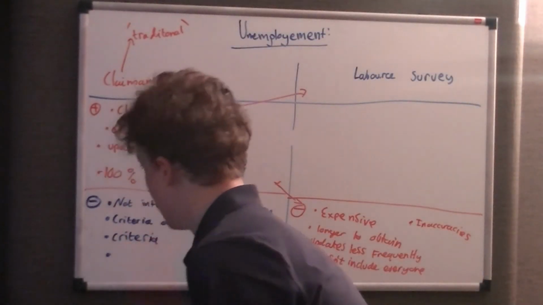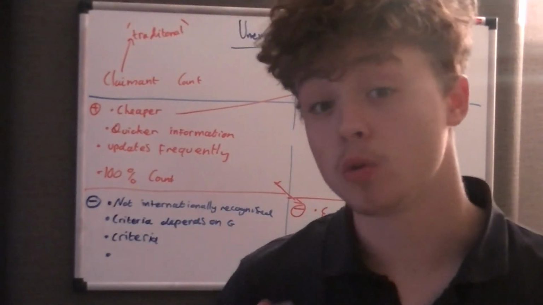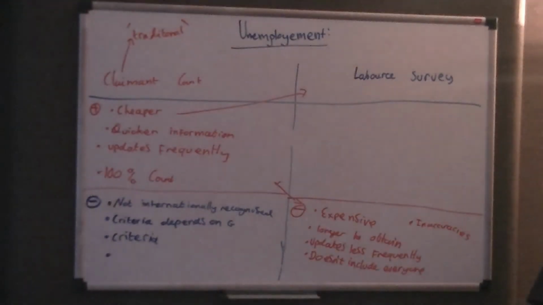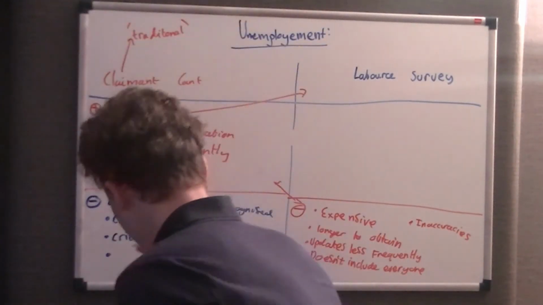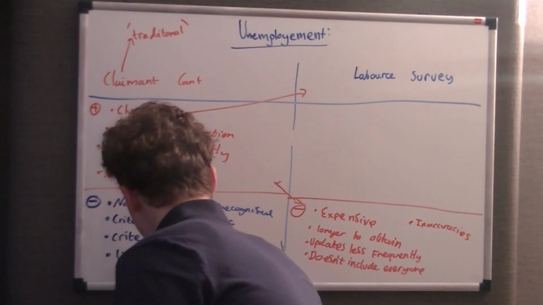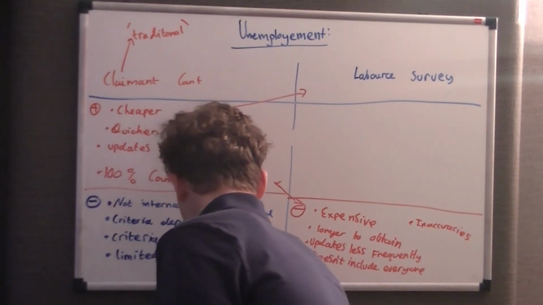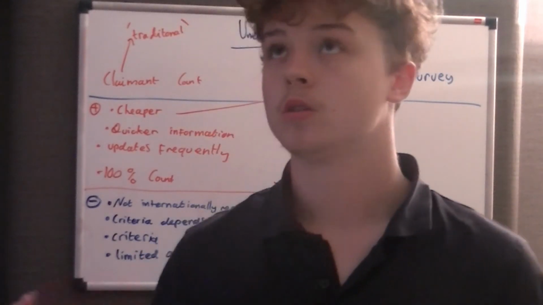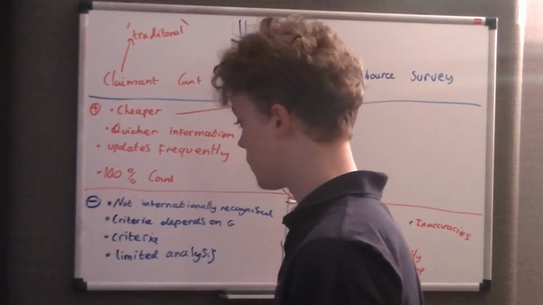And also, it's very basic, the claimant count. It doesn't tell you a lot about those. Sorry about my head being blocked up with the light here. It doesn't actually tell you very much about the individual. So limited analysis, such as their socio-economic background. It doesn't tell you what they do for a living. All it tells you is whether they claim state benefit and are unemployed. Obviously, the two go hand in hand.